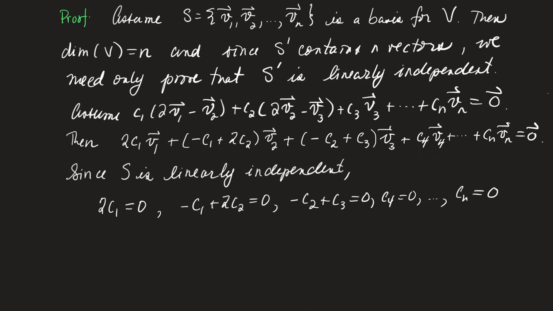But if 2C1 is 0, then clearly C1 is 0. And if minus C1 plus 2C2 is 0, then 2C2 is C1, and C1 is 0, so C2 is 0. And I can rewrite this to get C3 is C2, so C3 is 0. And the others are all 0 as well.